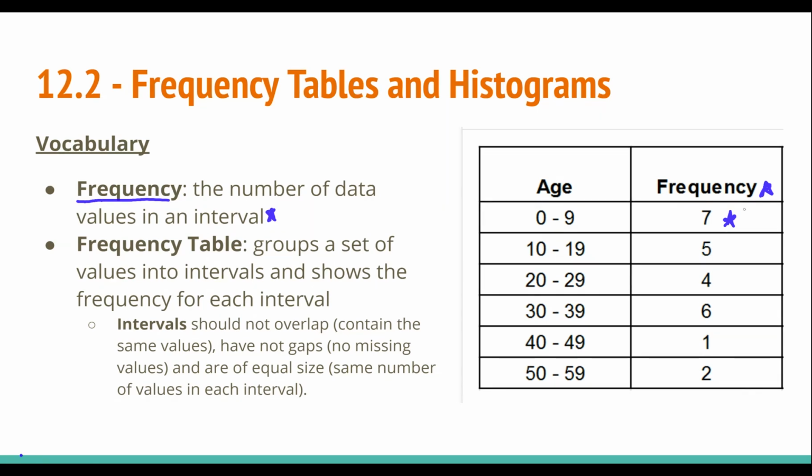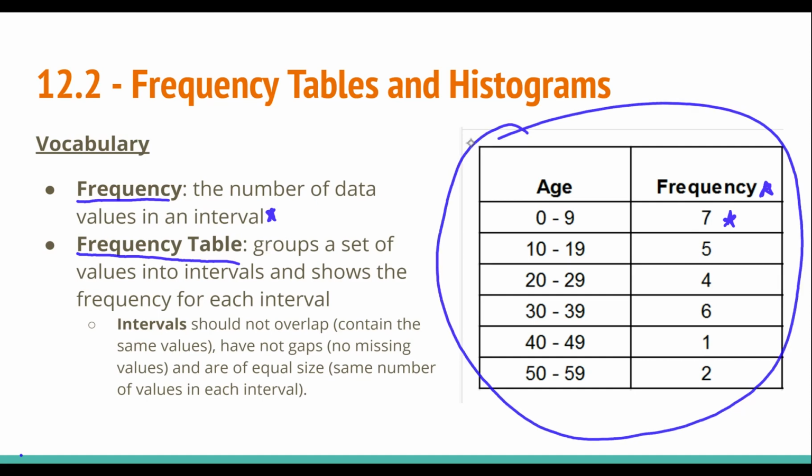I'll explain that a little bit more in just a moment. Frequency table is kind of this whole thing. It groups a set of values into intervals and shows the frequency for each interval. So we can see that for the interval 0 to 9, there were 7. For the range 10 to 19, there were 5 data points. For 20 to 29, there were 4 data points, so on and so forth.